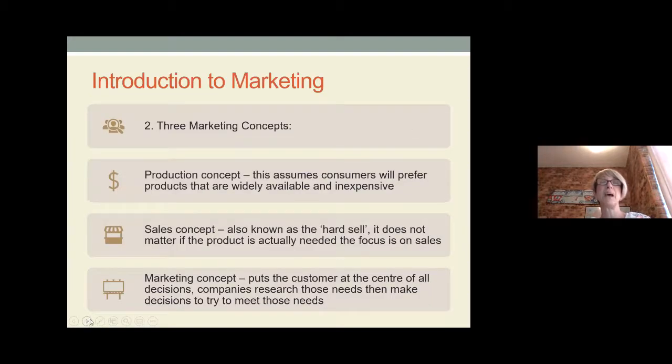There are three main marketing concepts. The production concept. So this assumes customers will prefer products that are widely available and inexpensive. An example of this could be a supermarket such as Aldi or Lidl. The sales concept, also known as the hard sell. It does not matter if the product is actually needed, the focus is on the sales. So a good example of this in recent years has been the PPI.